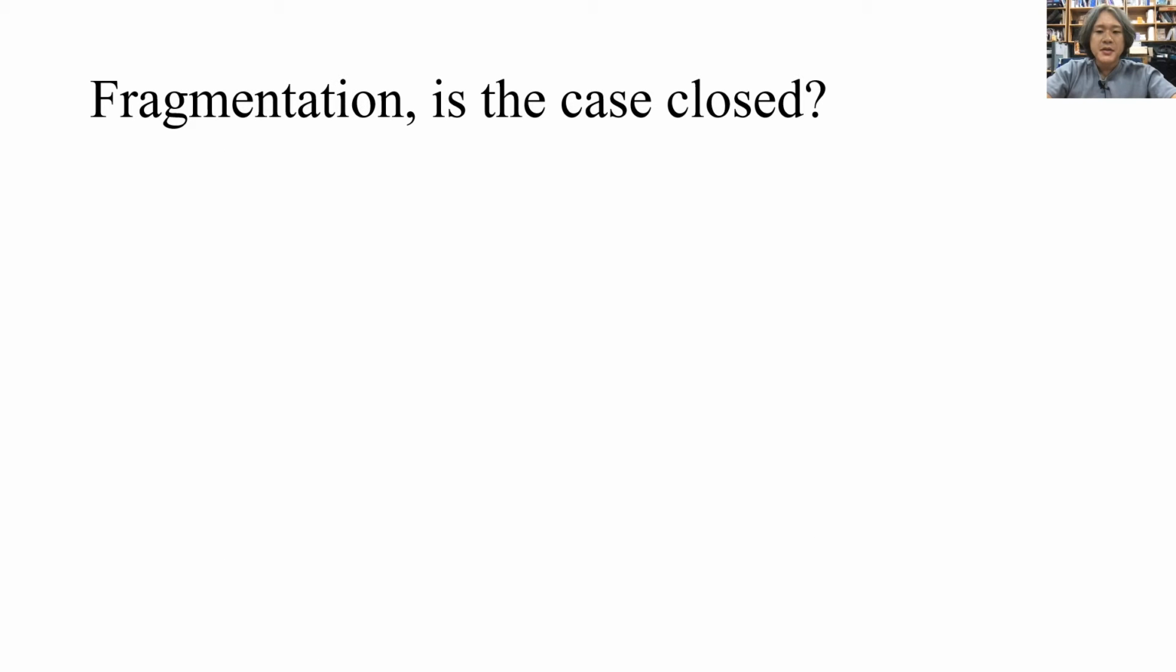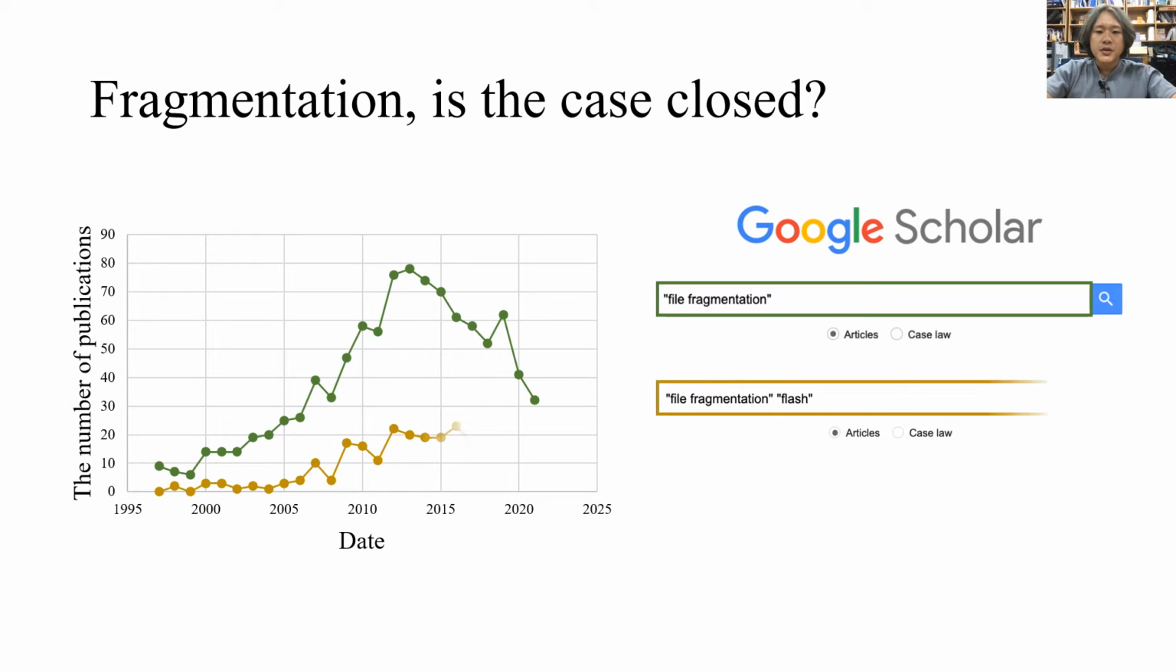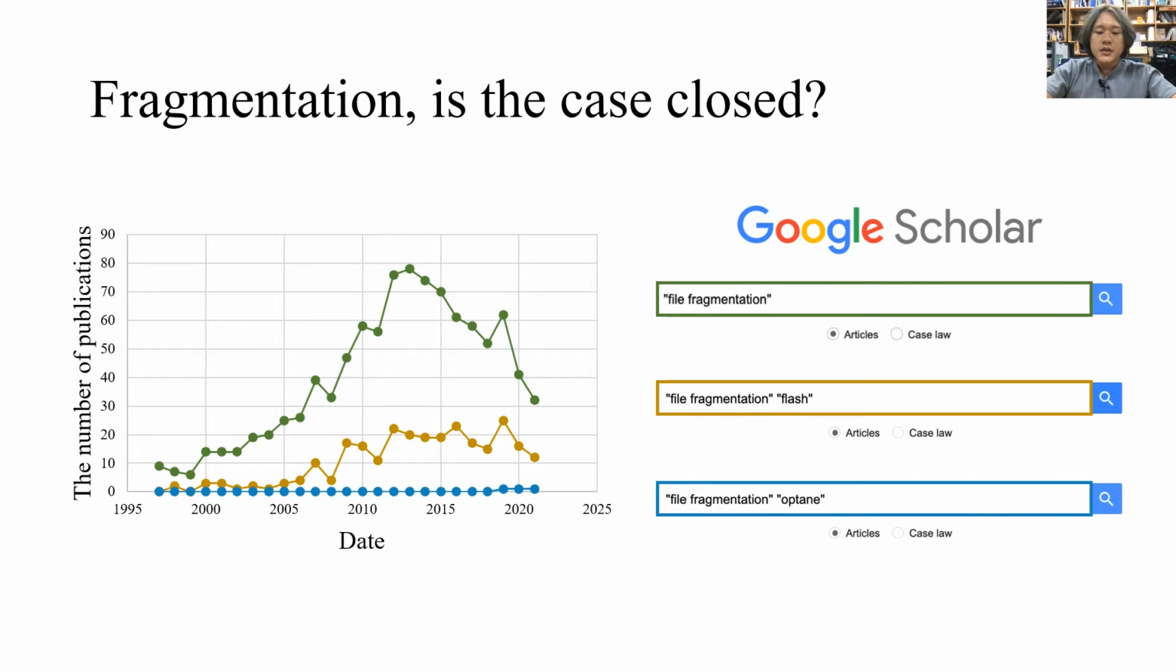Many people think fragmentation is no longer a problem on modern storage devices because they don't have seek time. I'm not sure about it. Let's Google it. This shows the number of publications on Google Scholar when I search file fragmentation. Seems like the number is decreasing recently. And let's add flash here. It seems like fragmentation is really not a big problem on flash storage. How about Optane devices? I will replace flash with Optane here. This is not accurate because it requires the exact keyword file fragmentation instead of other names, but we can guess researchers don't care about fragmentation recently.